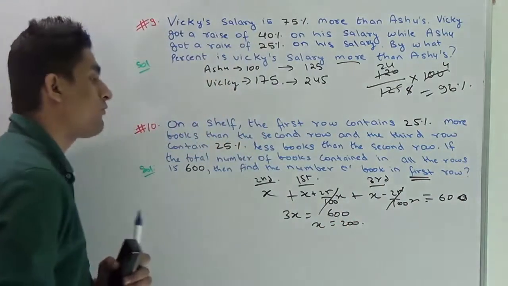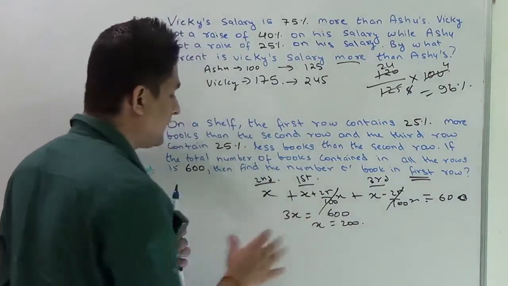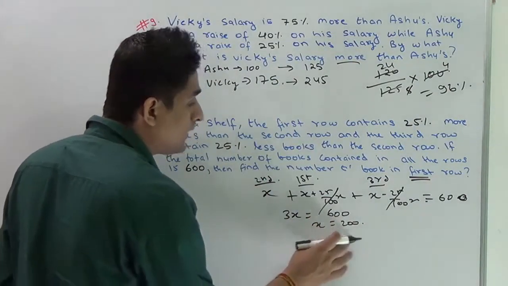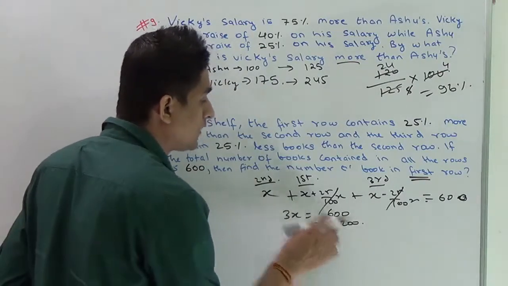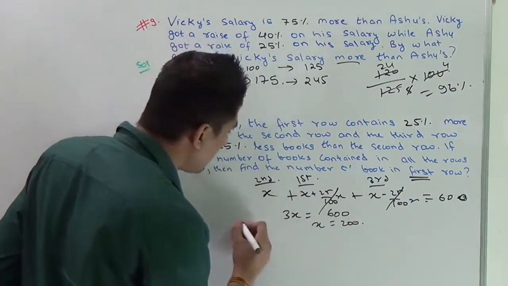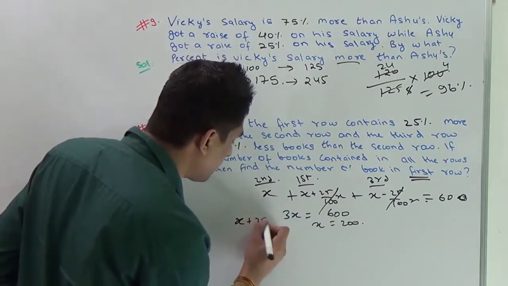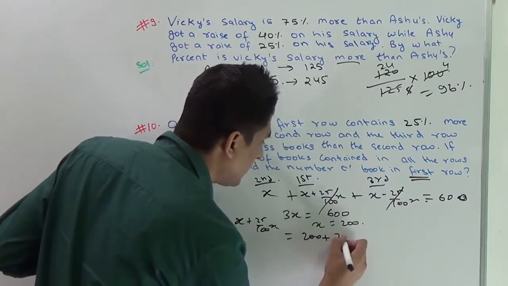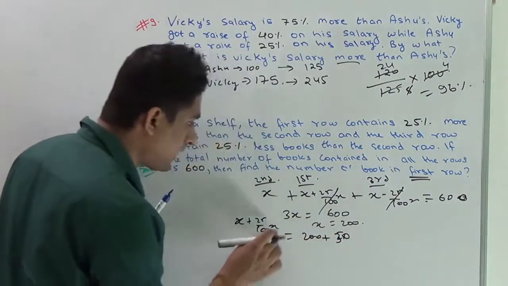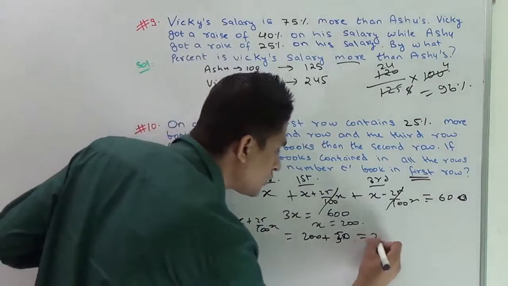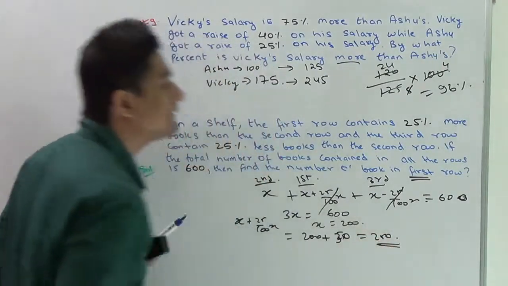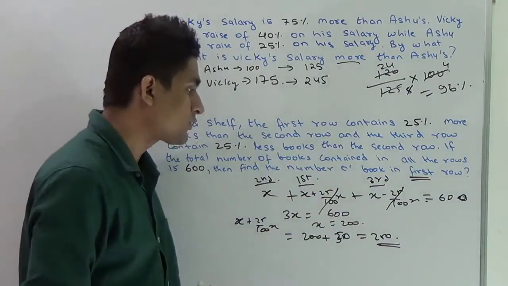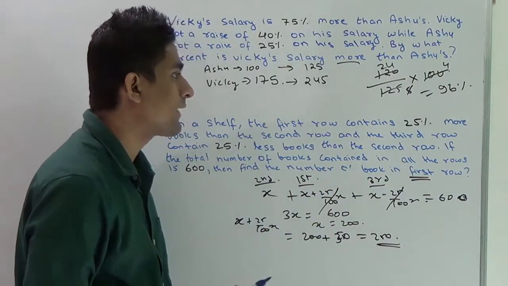Therefore, the number of books in the second row is x. Remember that we assumed the number of books in the second row to be x, not in the first row. So to calculate the first row, we compute x plus 25 by 100 of x, which is 200 plus 50. It is 50 because 25 by 100 into 200 is equal to 50, so it is 250. Hence 250 is the answer to this question. So I can say that the number of books in the first row is 250. I think this question is clear to you now. I will move to some other type of questions now.